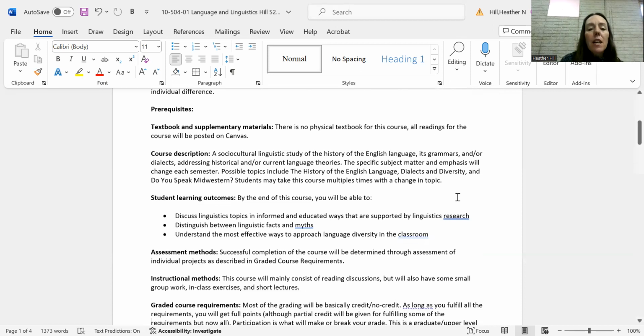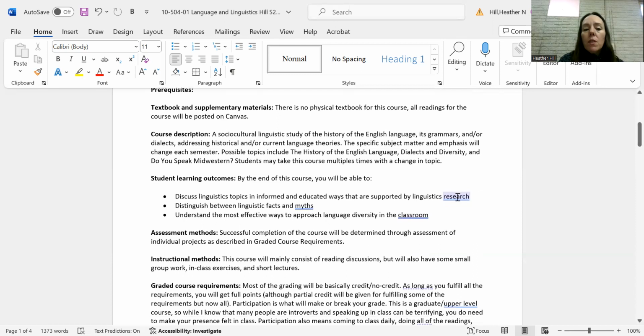So anyway, the course outcomes are super simple here. Discuss linguistic topics in informed and educated ways that are supported by linguistic research. Distinguish between linguistic facts and myths. And then specifically for this particular version of the course, understand the most effective ways to approach language diversity in the classroom. So that's going to be part of that.